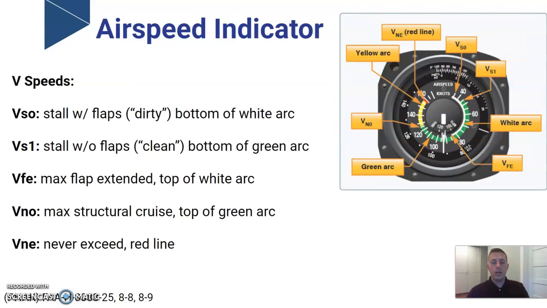Now with the indicator, we have V speeds that we have on there, and this will just be kind of a refresher. So we have VSO, which is our stall speed with full flaps. It's the bottom of the white arc. And then we have VS1, which is the bottom of the green arc, and that's going to be flaps up stall speed. And we have our max flap extended speed, which is going to be the top of the white arc, and our white arc is our flap operating range. And we have our VNO, which is our max structural cruising speed, which is the top of the green arc. And we have our VNE, which is our never exceed speed. This is our red line right here at the top of our indicator.